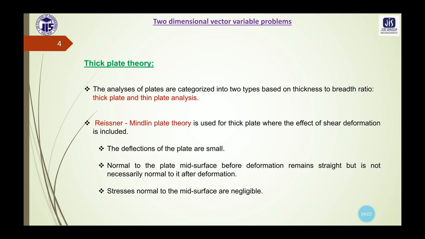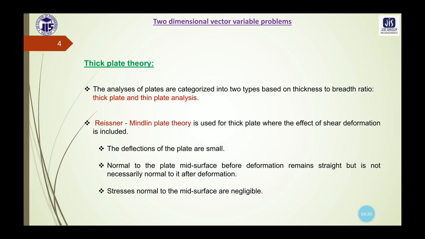Now this plate theory takes advantage of this disparity in length scale to reduce the full three-dimensional solid mechanics problem into a two-dimensional problem. In case of the thin plate theory we have seen earlier there are three different assumptions in Kirchhoff's theory that we have taken to simplify the three-dimensional problem into a two-dimensional problem.